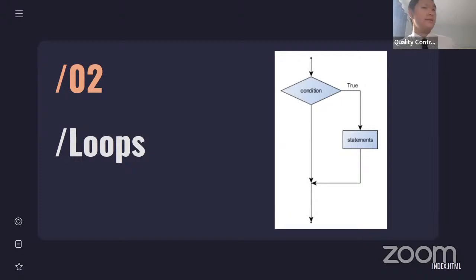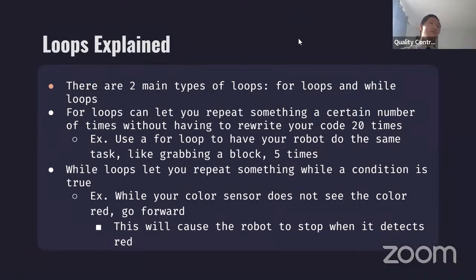For the sake of pacing, since someone else really seems to be commenting, let's cover loops now. There are two main types of loops: for loops and while loops. For loops let you repeat something a certain number of times without having to rewrite your code 20 times. For example, use a loop for having your robot do the same task of grabbing a block 5 times. While loops, on the other hand, let you repeat something while a condition is true. So while your color sensor does not see the color red, go forward. This will cause your robot to stop when it detects the color red.